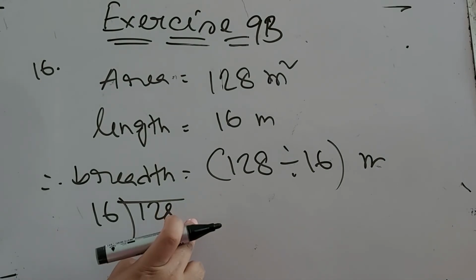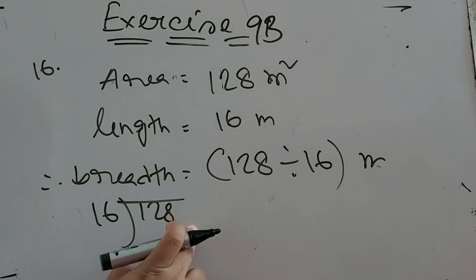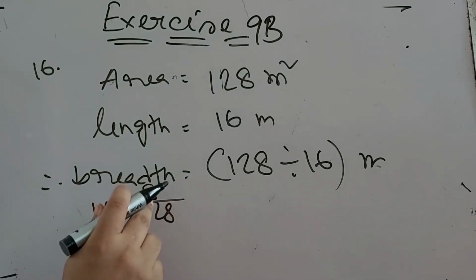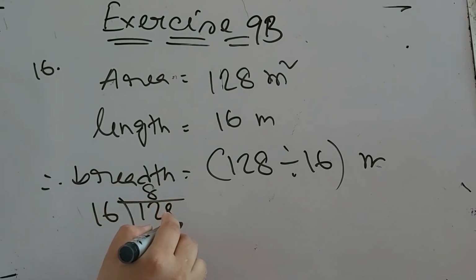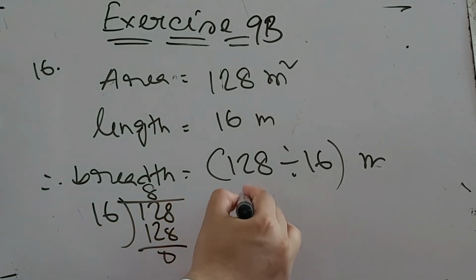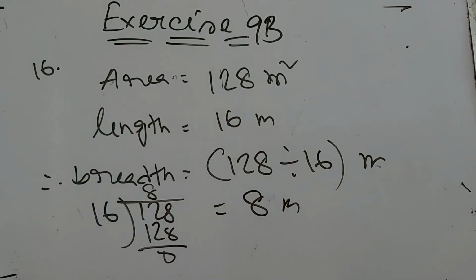Now we have to divide this 128 by 16. So if we multiply 16 times 8, that means 8 times 6 is 48. So there is an 8 here, 4 will be on our hand. So 8 times 1 is 8, plus 4, that is 12. So here breadth equals 8 meter. So 8 meter will be the answer of number 16.